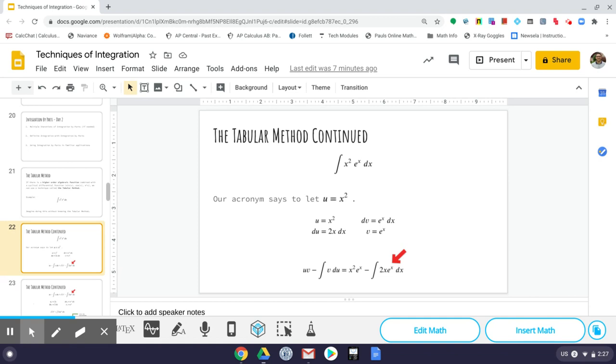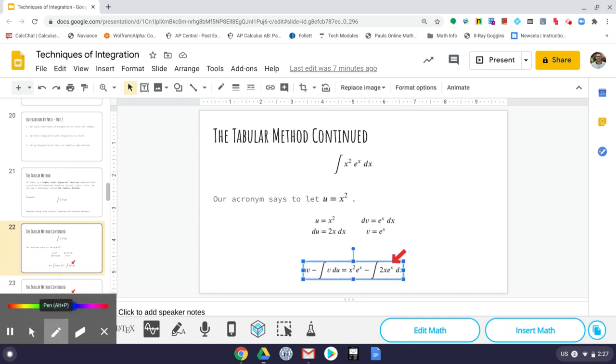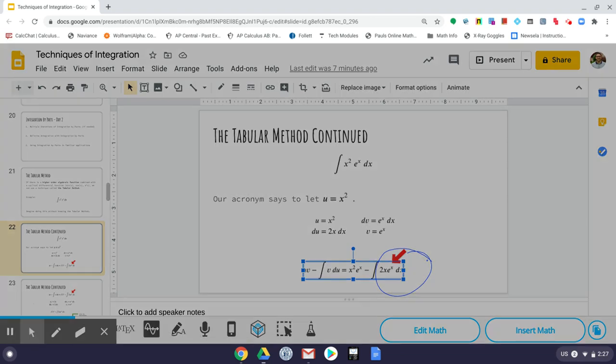Notice this second integral. That's what I was trying to do to begin with. Notice this integral right here is another integral where we have an algebraic function multiplied by an exponential function. I'm going to have to use integration by parts a second time.